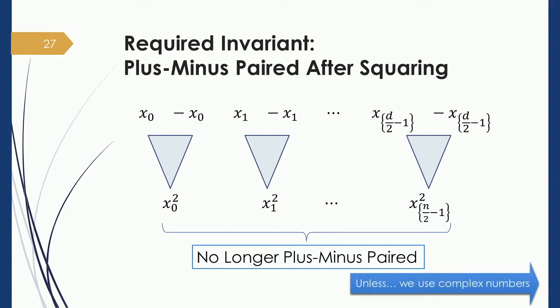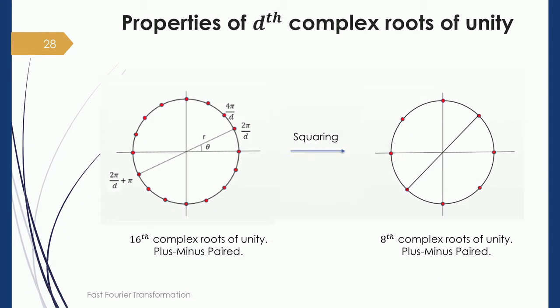So the solution to this problem is that we should not insist on being in the real line, but we should allow ourselves to enter into the complex realm. Thankfully, the unique interpolating polynomial theorem holds even in the complex plane, and complex numbers have some interesting structure that will allow us to continue with the recursion. So let us briefly look at what that structure is.